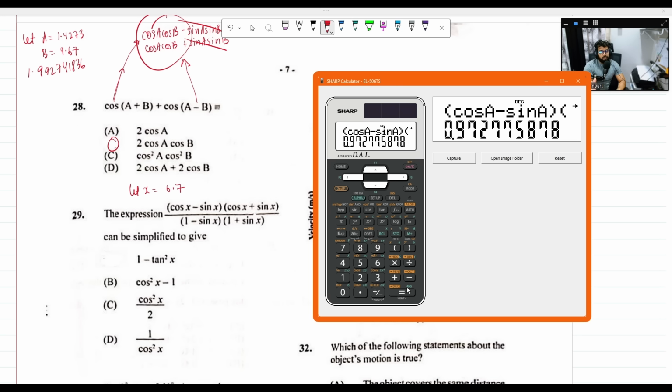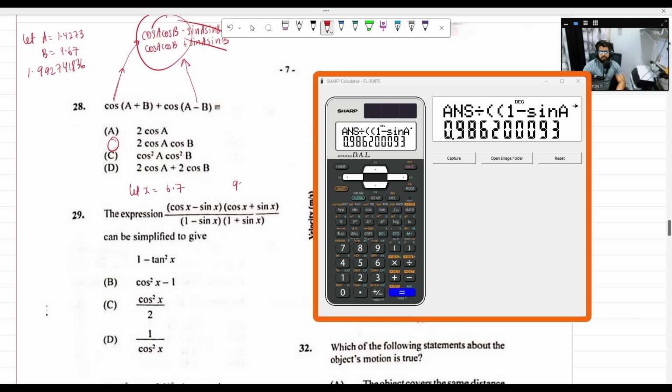This is the number for my numerator, divided by, I'll open a bracket and then I'll open another bracket to put the entire denominator on the denominator. Open brackets, I open two brackets. 1 minus sine A multiplied by 1 plus sine A. Close brackets, and I'll close my bracket. So that whole denominator, 1 minus sine x into 1 plus sine x, because I put that whole thing in a bracket, it's on the denominator. I get 0.9862000093.